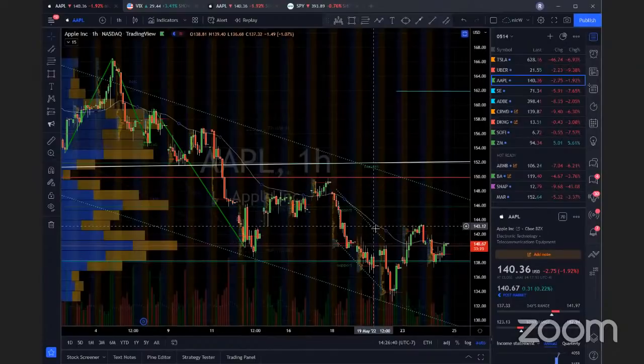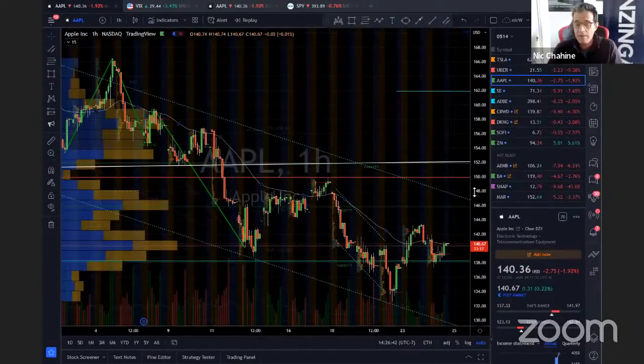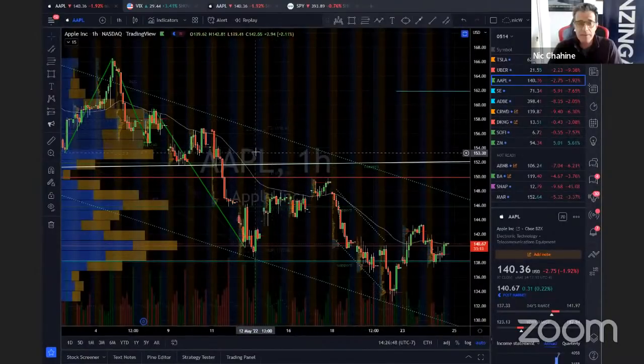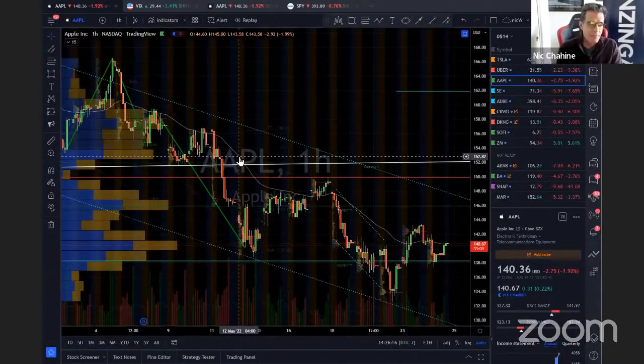And SMMA stands for what again? Smoothed moving average. Right, but it is any moving average. You could have picked the EMA, the regular MA, whatever. And the idea is, what is this moving average thing?